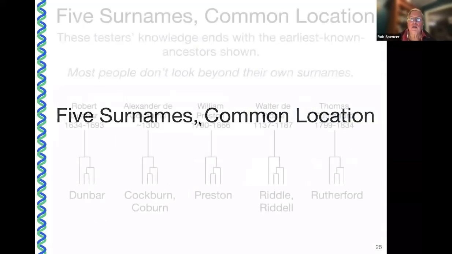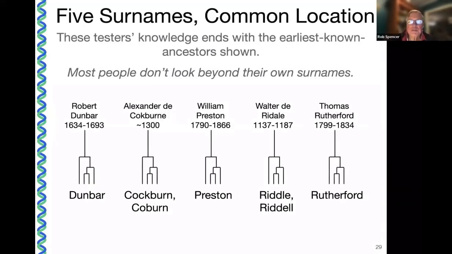Okay. Now we're going to expand the same new story. This time we have five surnames. I looked at these different surname projects: Dunbar, Coburn, Preston, Riddle, and Rutherford. If you look them up on the family tree websites where they have the public DNA pages, people list their earliest known ancestor, which is very helpful. The best one I found in the Dunbar list was a Robert Dunbar, born 1634. For Coburn, there's an Alexander de Coburn, about 1300 AD. Preston, William Preston, 1790, and so forth.